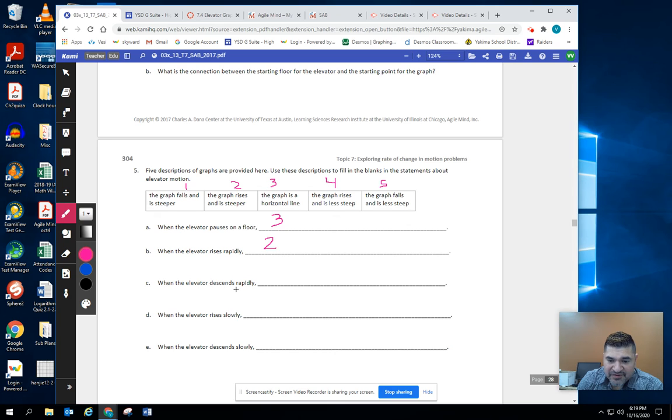When the elevator descends rapidly, well, it's going to go downwards. The graph falls and it's steeper. When the elevator rises slowly, it's going to rise and be less steep. When the elevator descends slowly, I believe it's this one here, the graph falls and is less steep.